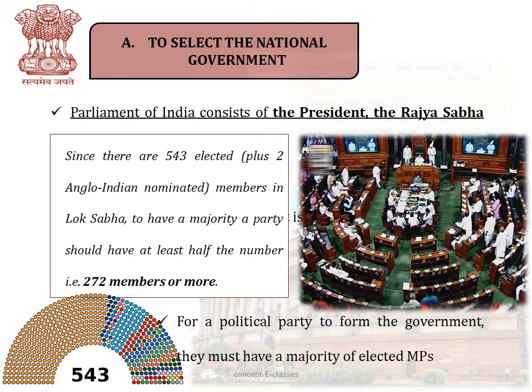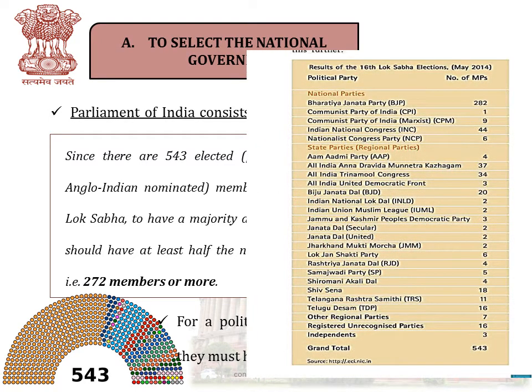Let's take the example of the results which we just saw in the 16th Lok Sabha, May 2014. So here, which party has the majority of MPs? The Bharatiya Janata Party, and it has more than 272 members. So who will form the government here? The BJP will form the government, and in 2014 the BJP was the government of India.